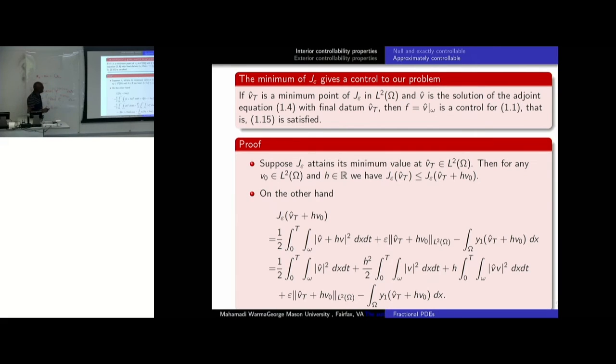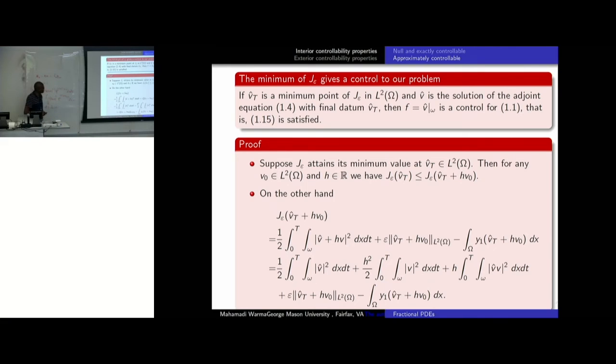I claim that the minimum of G_epsilon gives a control to our problem. Well, if V_T hat is a minimum point of G_epsilon in L2, and V hat is the solution of the adjoint equation with final datum V_T hat, then F, the restriction of V hat to the small open set omega, will be our control, because it will satisfy the condition that we have. That's what we want to prove.